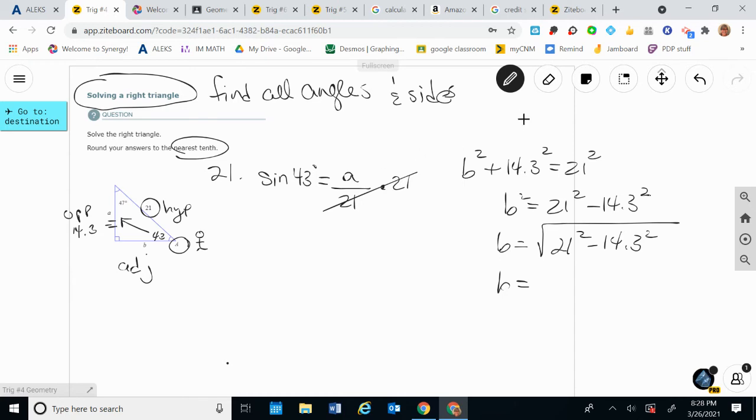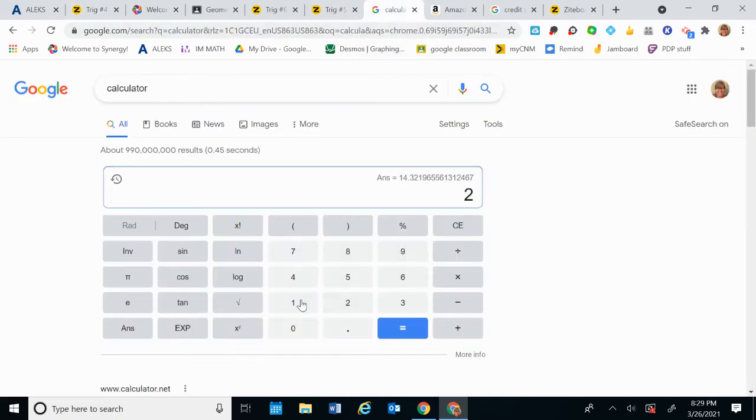Or you can use trig. Let's say you are more comfortable with trig than you are with the Pythagorean theorem. Then instead you would use cosine or tangent, it really doesn't matter. I'm going to use cosine. I'm going to say cosine of 43 is equal to B over 21. Multiply by 21. And now B is equal to 21 cosine 43. 21 times cosine 43 is 15.4.